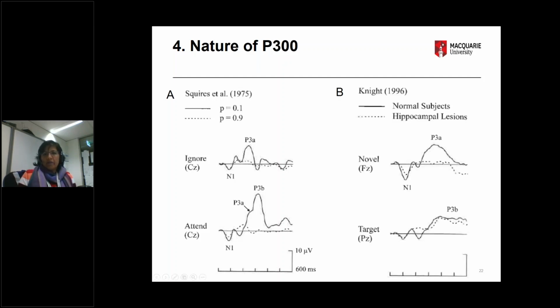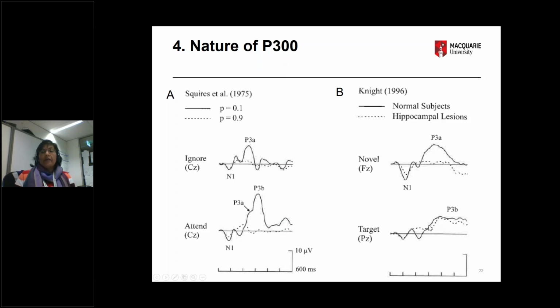This is the other study, which is very useful, especially when we're talking about the nature of P300. What this is showing is the P300 to a discrimination paradigm, an oddball paradigm, applied with normal subjects, continuous line, and people with hippocampal lesions. Now, this is a region just underneath where your temporal lobe is, and I have a picture of that later. When these people were tested, the people with the hippocampal lesions had no response to a novel stimulus, that distractor at FZ. But at PZ, where you measure the target of your oddball paradigm, there was no difference between your normal subjects and hippocampal lesions.